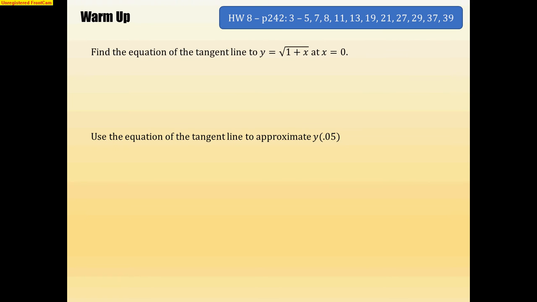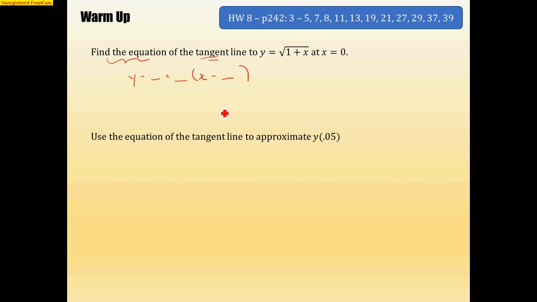So please, in your warm-up books, find the equation of the tangent line to the square root of 1 plus x at x equals 0. This is old news, right? Find the equation of a tangent line. To find the equation of any tangent line, it's just point-slope form: y minus blank equals blank parentheses x minus blank.